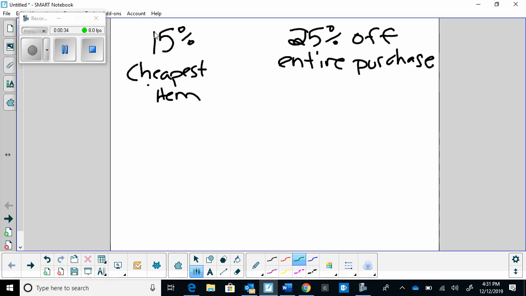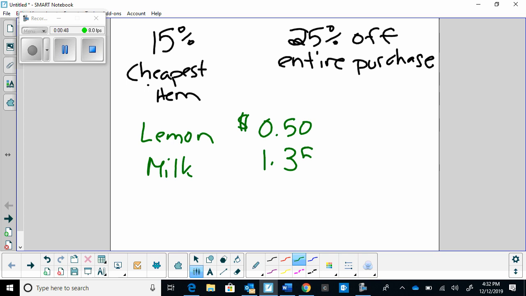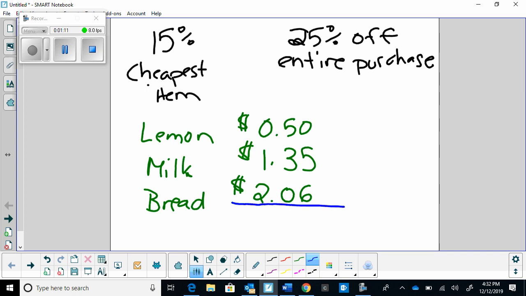So let's say I get a lemon that is 50 cents, and I get some milk that is $1.35, right? And finally, let's say I get some bread and it's $2.06, to make separate numbers a little bit. So none of these prices are realistic by any means. Okay, but first I need to figure out what's my total. What would I be paying total for my purchase without any of my coupons?